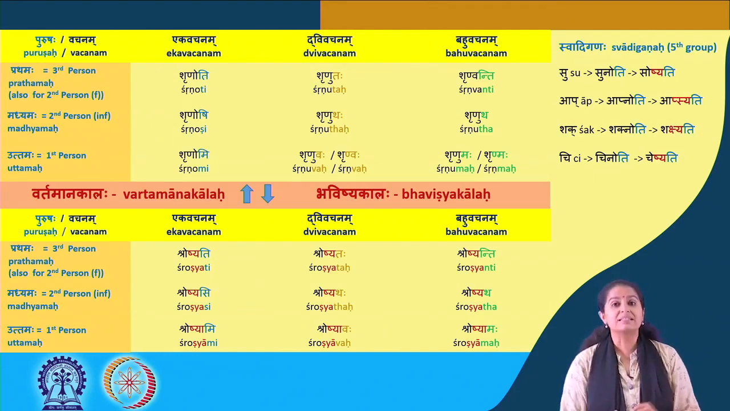Next, shak. Shak, shaknoti and shakshyati. Uttamam. Chi. Chinoti, to choose. So chi means to choose. And then in the Bhavishya Kala, cheshyati. So if you want to say you two will choose those two books, say yuvam, you two, will choose, cheshyatha, those two books, te pustake. So yuvam te pustake cheshyatha. Uttamam. Let's move on.